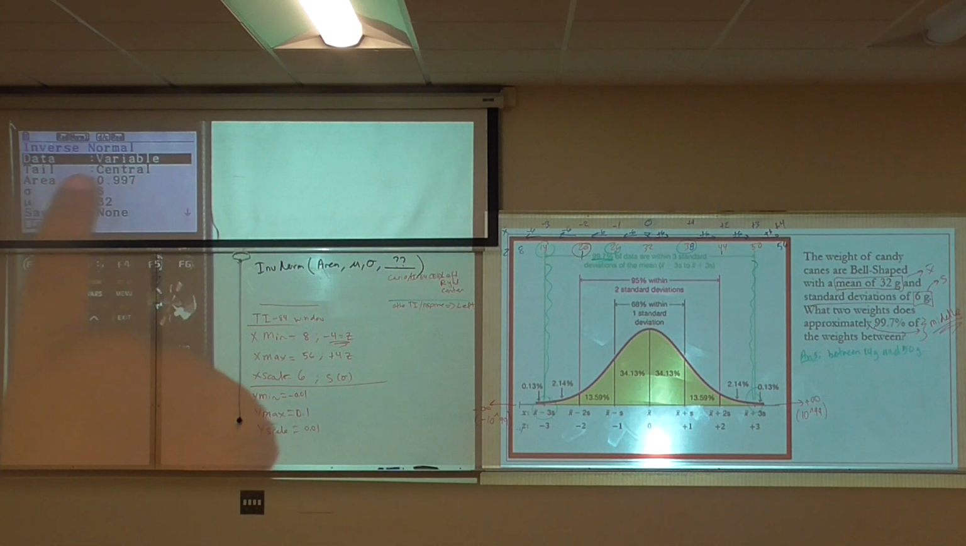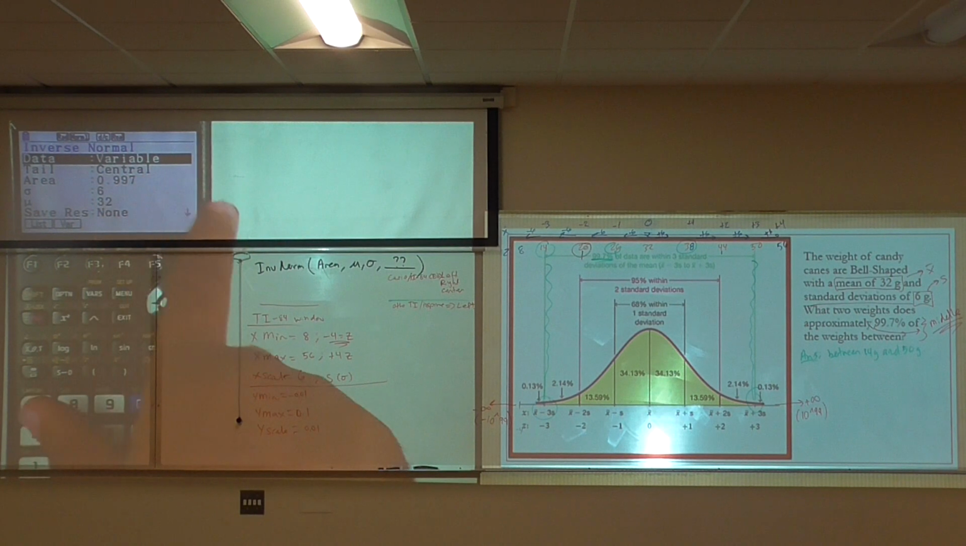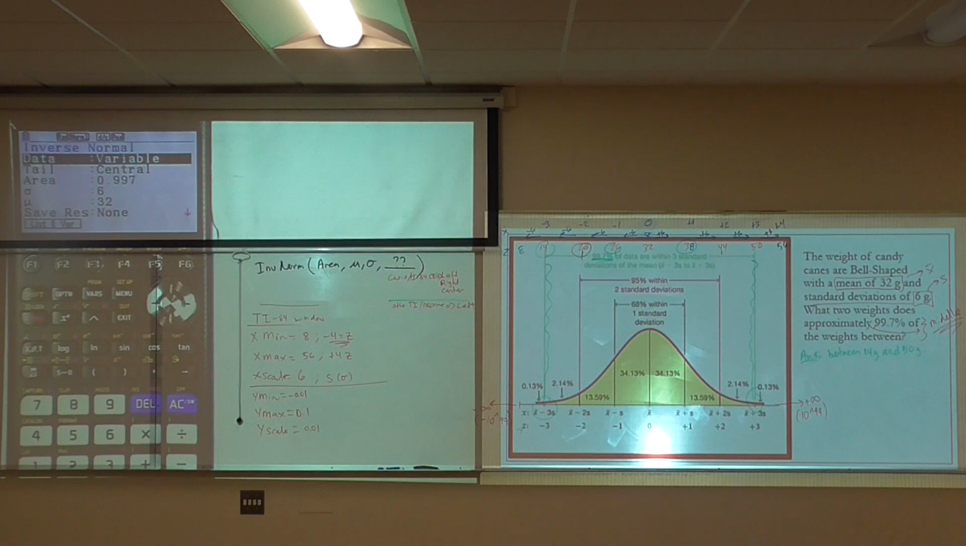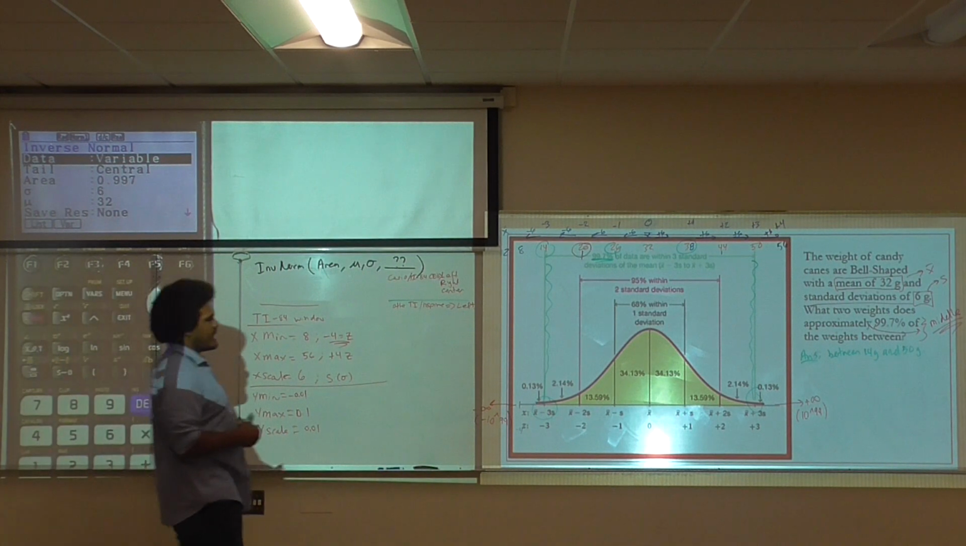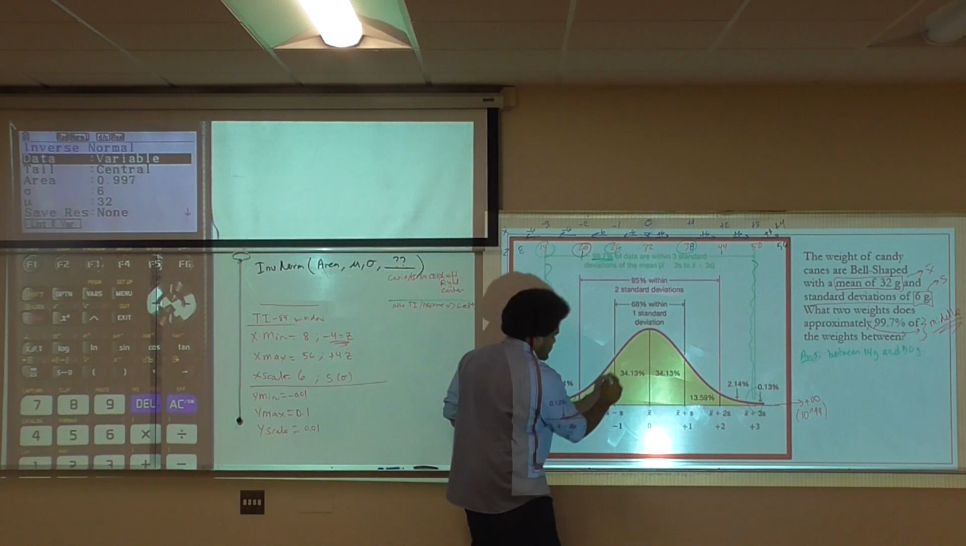And now it's gonna ask, okay, do we have a central tail? And if you look at it, we do have a central tail because over here, what are we looking at? We're looking at all this. We're looking at all this right here.